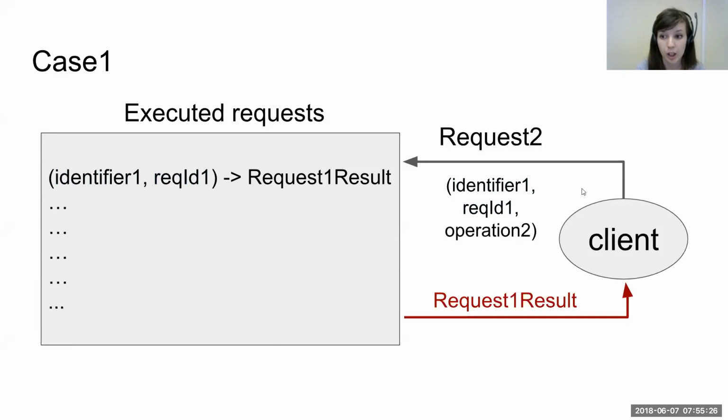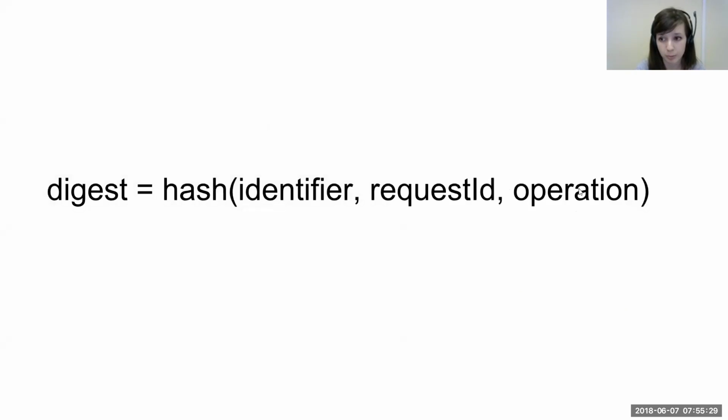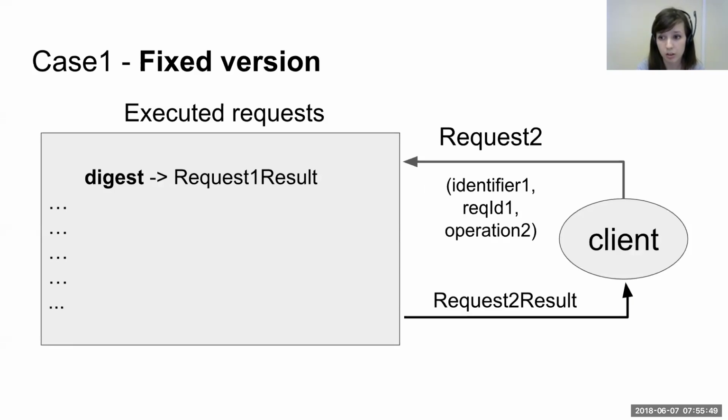Sorry. We fixed this problem with the digest. We change K in SecNodeDB to a digest that includes not only identifier and request ID, but also the operation. We change K, and now our client can receive correct results, request, and response, and it will be correctly saved, stored in the SecNodeDB.